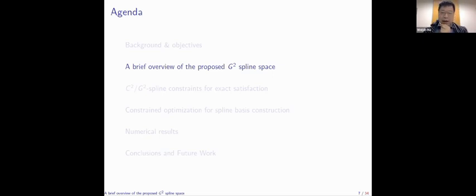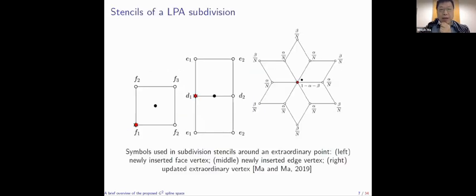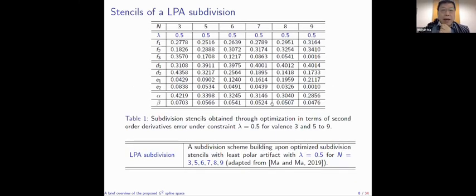In the following, I think we have more slides here, but we will mainly go through some of the main ideas. First of all, as we mentioned, what we are developing is for a special subdivision scheme. If you look at the stencil, it looks similar to Catmull-Clark, but it's not the same. If you see the coefficients, they are optimized. It's a kind of tuned subdivision scheme.